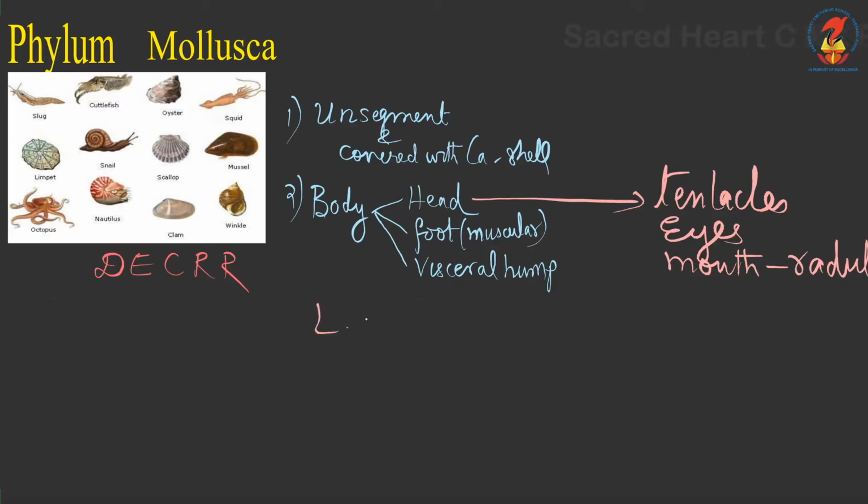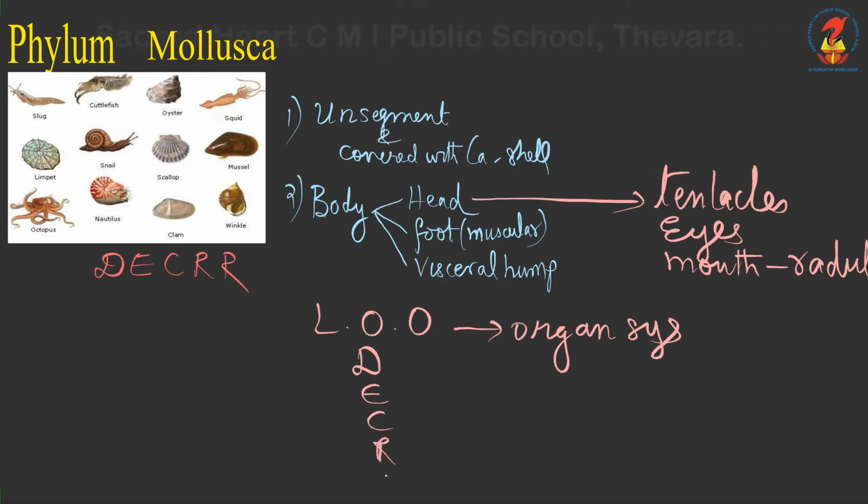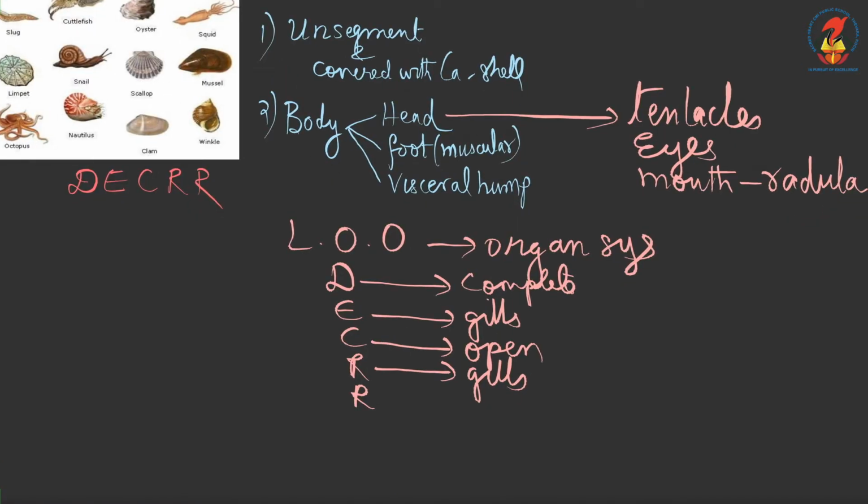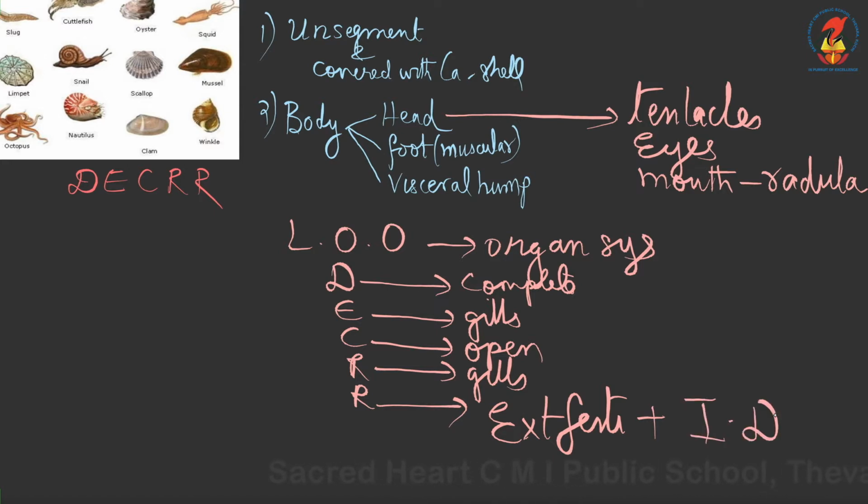Now, they have the level of organization is the organ system. So, let's check all the systems. Digestive system is complete. Excretion, as I mentioned, it's by the gills. Circulation is open. Respiration is again done by the gills. So, the gills does both the function, excretion and respiration. And reproduction, fertilization is external fertilization. I told you, when it's external fertilization, what should be the development? Definitely it is indirect development.